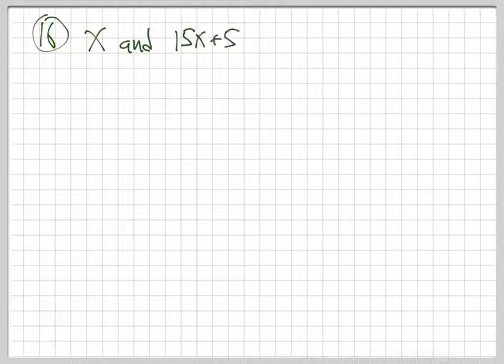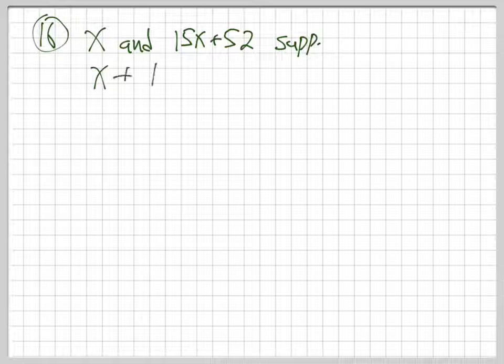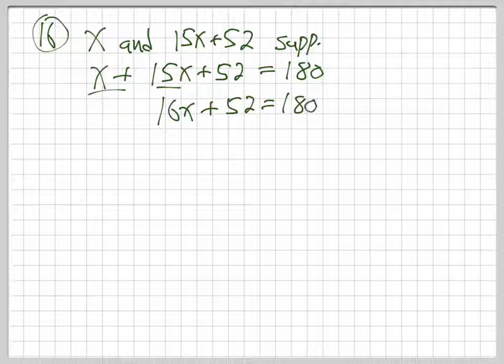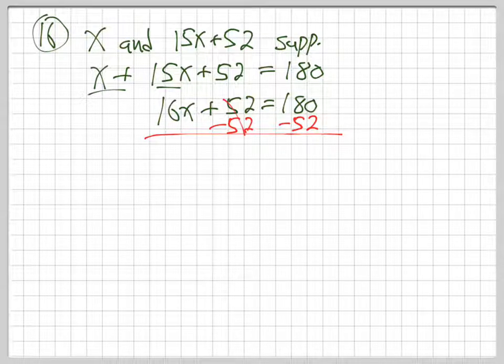So number 16, x and 15x plus 52 are supplementary. So that means x plus 15x plus 52 is equal to 180. x and 15x is 16x. How do we finish getting x alone? Subtract 52.